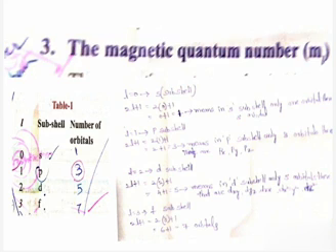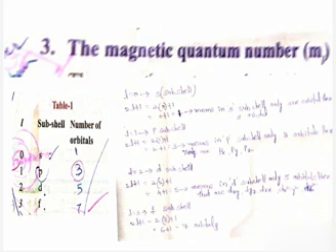When we substitute 0, only one orbital is there, that is the S orbital. Next, when n equals 1, L equals 1 substitute. L equals 1 means what orbital? P orbital. Substitute L equals 1 in the 2L plus 1 formula. Then what will come? 2 into 1 plus 1.